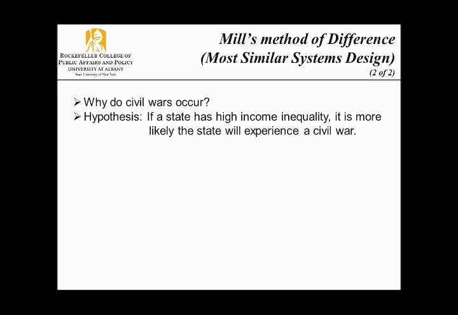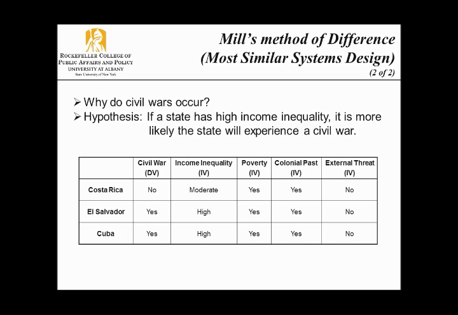So when would you use most similar systems design? This method is used when you have very similar cases, but you have varying outcomes for your dependent variable. For this example, the research question is why do civil wars occur, and the author has a hypothesis that he is trying to test. Let's take a look at this example as depicted on the table on why civil war happens.